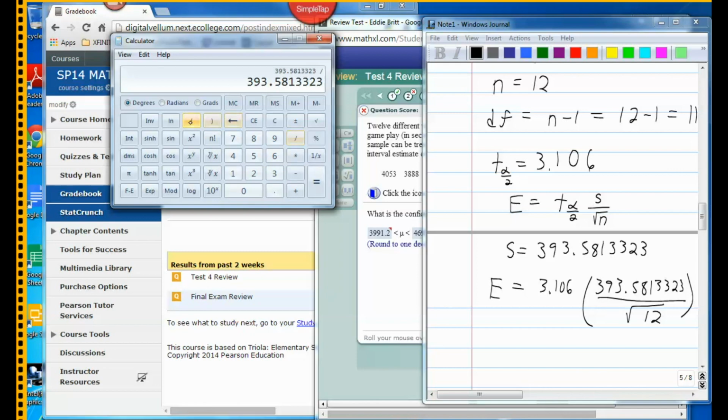Divided by, and I'm going to put the square root of 12 in parentheses. So square root of 12 equals, so that is this part right here, and I have to say that times 3.106. Alright, so there's our margin of error.